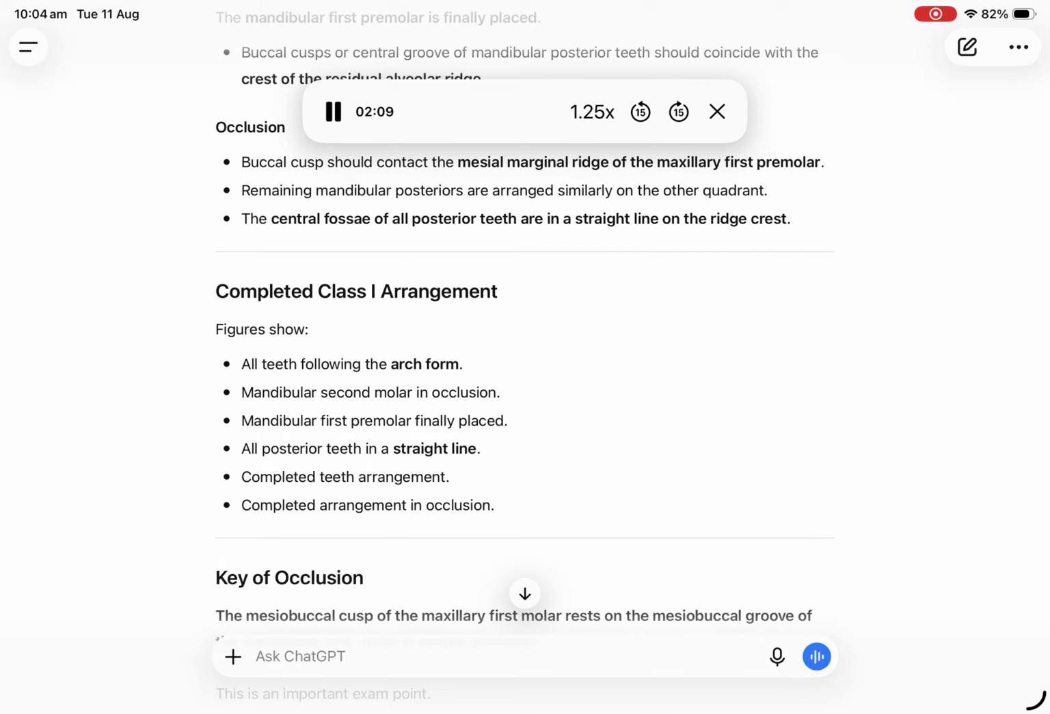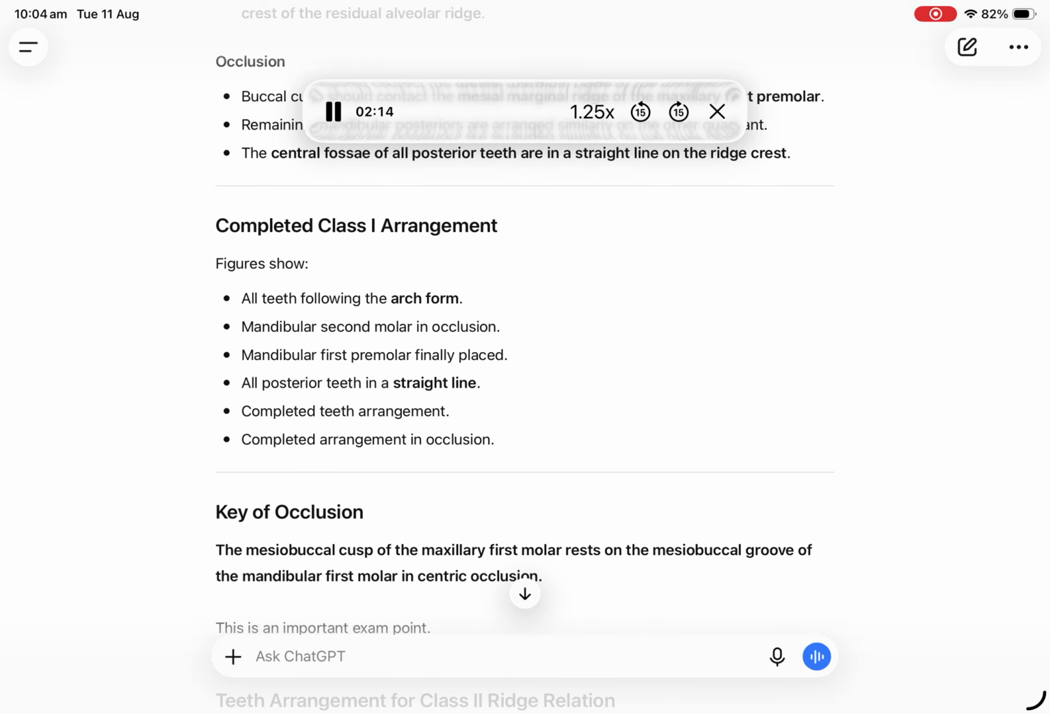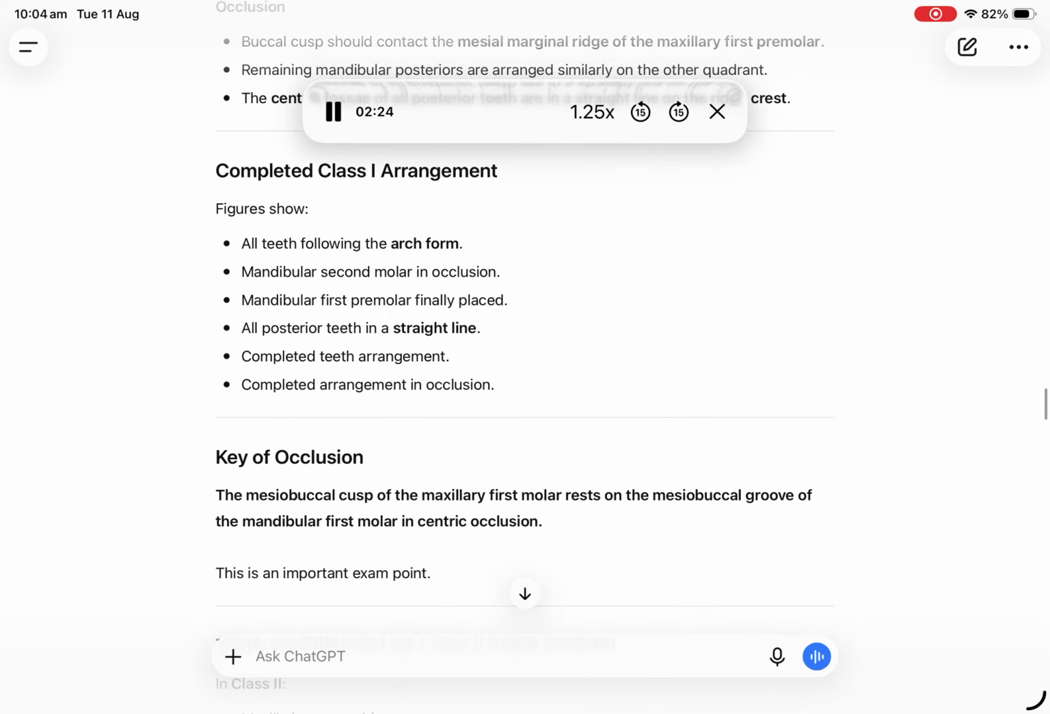Completed Class 1 arrangement figures show all teeth following the arch form. Mandibular second molar in occlusion. Mandibular first premolar finally placed. All posterior teeth in a straight line. Completed teeth arrangement. Completed arrangement in occlusion.